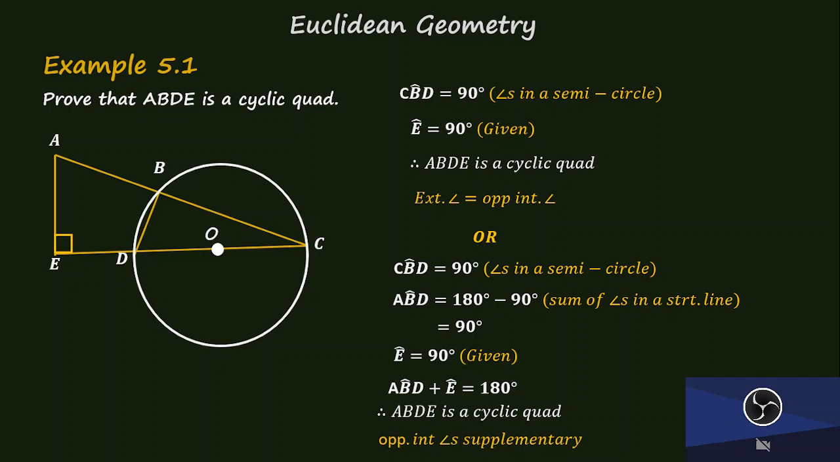So this is what I was referring to when I said the shape that they want you to prove is normally not inscribed in a circle. It's not inside a circle, but you just need to show that it qualifies to be a cyclic quad because, well, it meets the requirements. The opposite angles are supplementary, or the exterior angle equals the opposite interior angle.